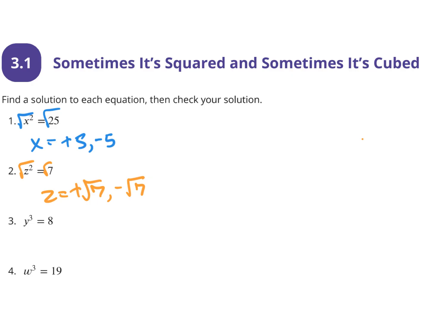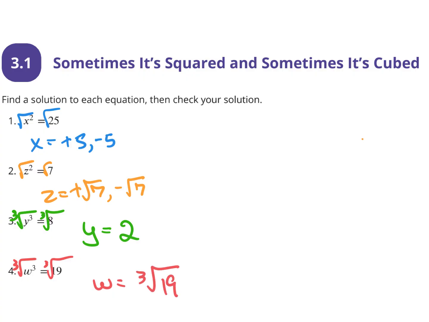Now, for the next one, y cubed is 8. We have to take the cube root to get rid of a cube, not the square root, so be careful. To get rid of a cube, you need to take the cube root. Whatever root you take of a variable to solve an equation, it must be equal to the power that it's raised to. So the cube root of y cubed is y, and the cube root of 8 equals 2. Take the cube root of w. W equals the cube root of 19, and that's your answer.